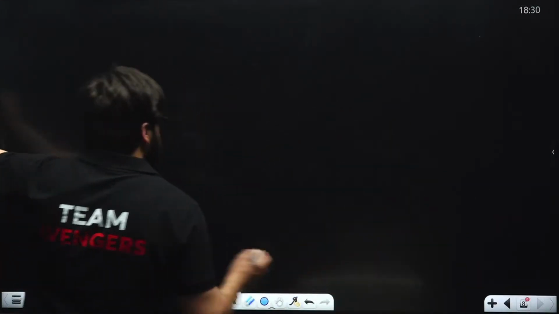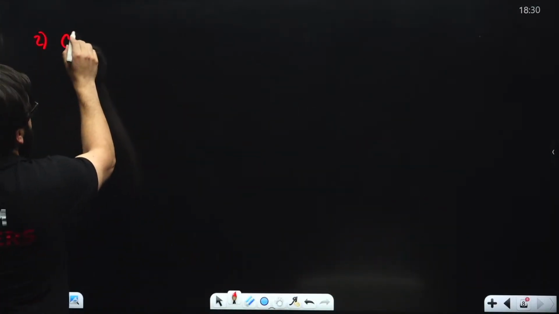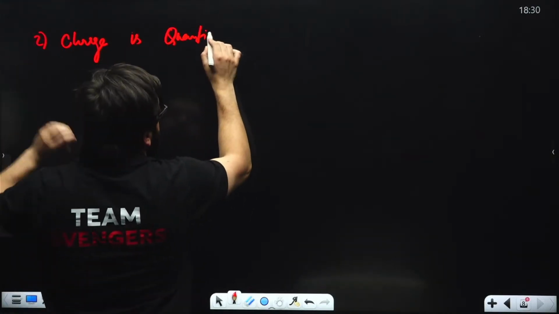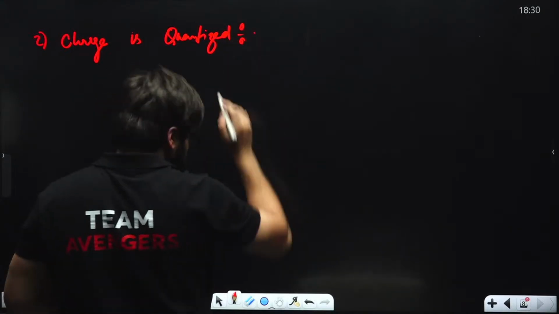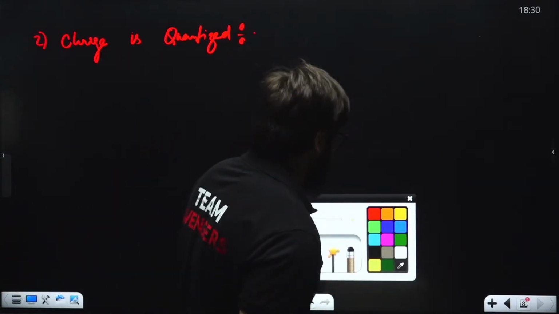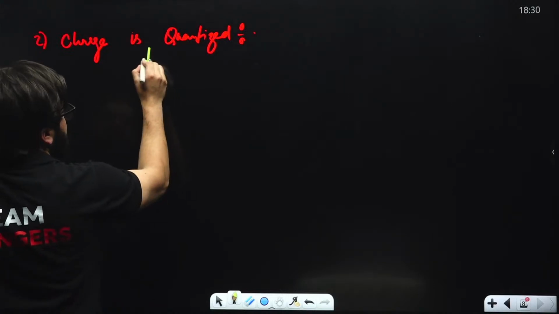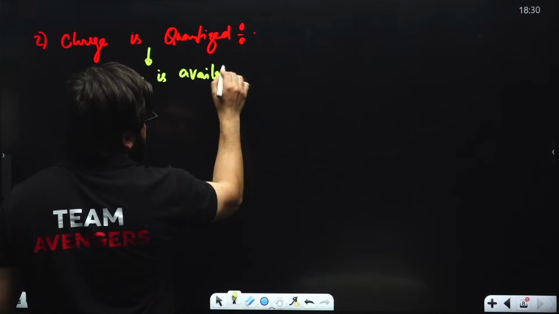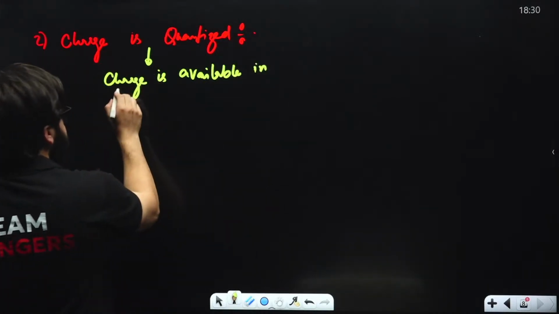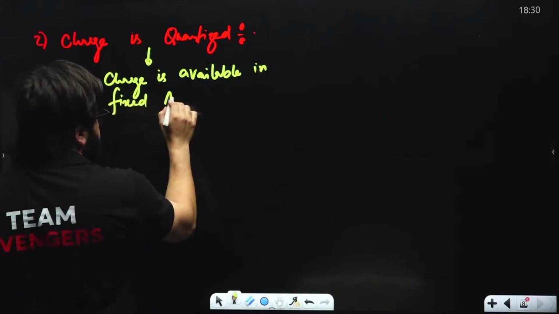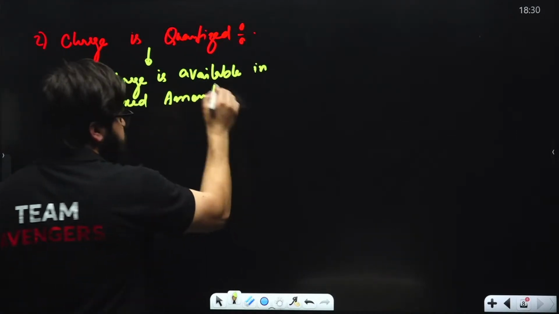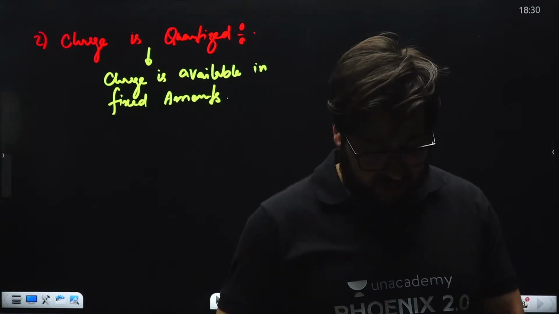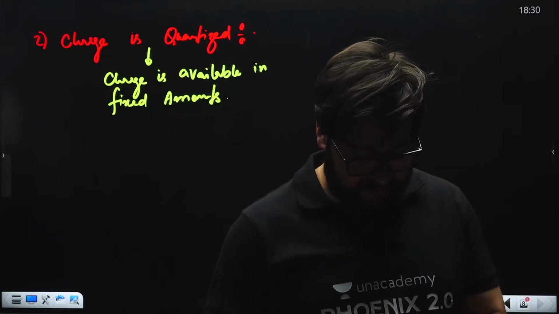The second property is that charge is quantized. What does quantization of charge mean? It means that charge is available in fixed amounts. That's what we call the quantization of charge.